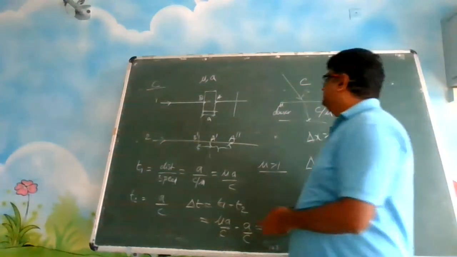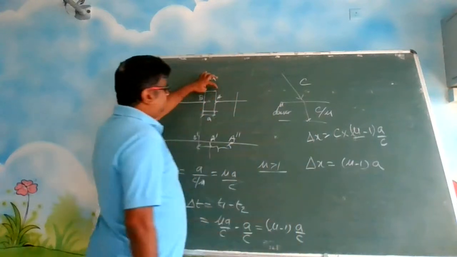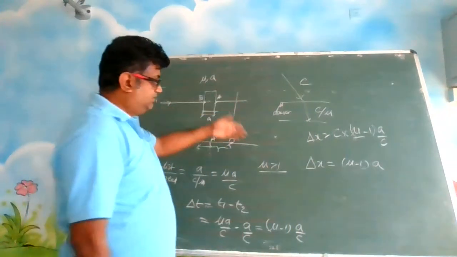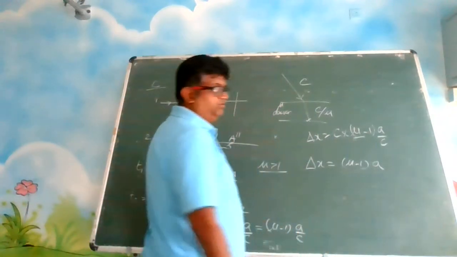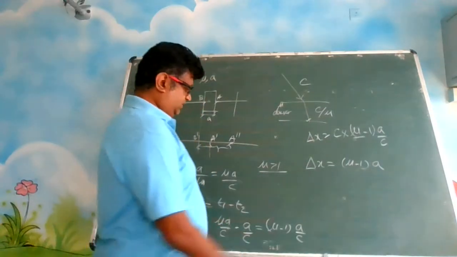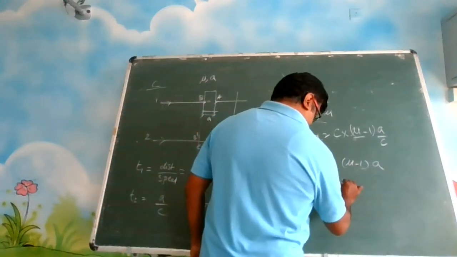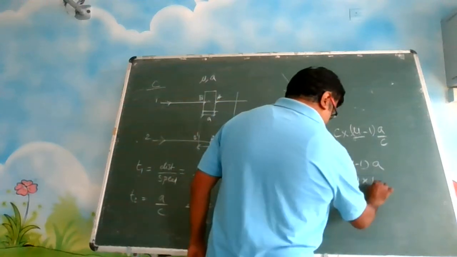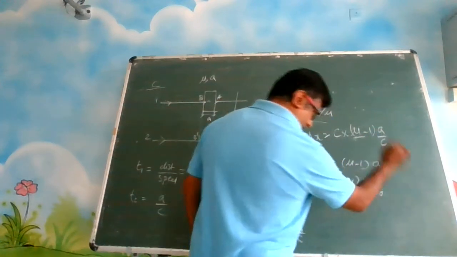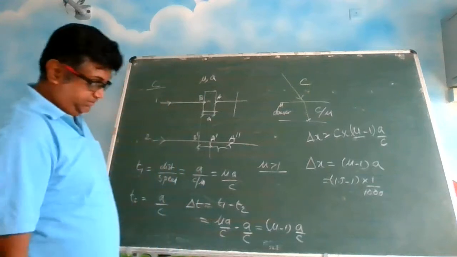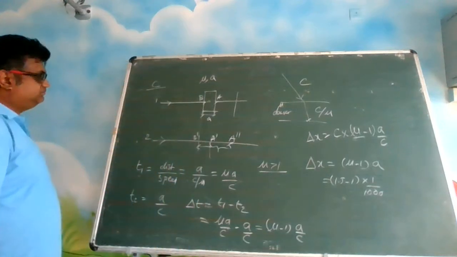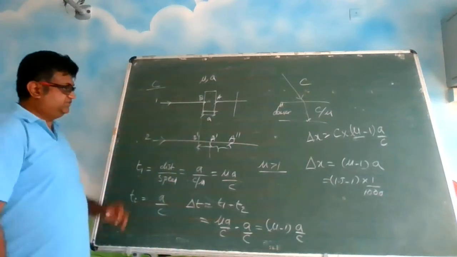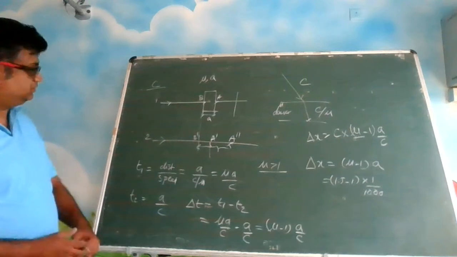Suppose this glass slab is 1 mm thick and the mu value of glass is 1.5. So what is the path difference? 1.5 minus 1 into 1 mm. 1 divided by 1000 meters. Okay. So this is our concept. Make a note of it.